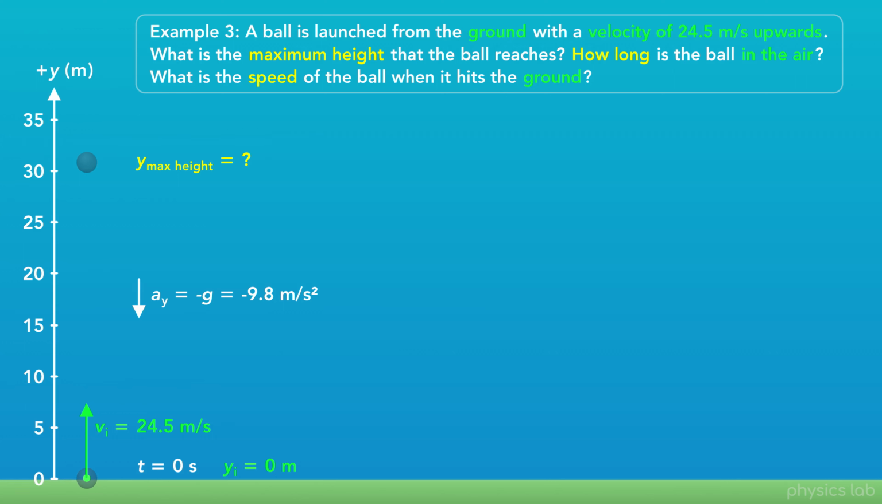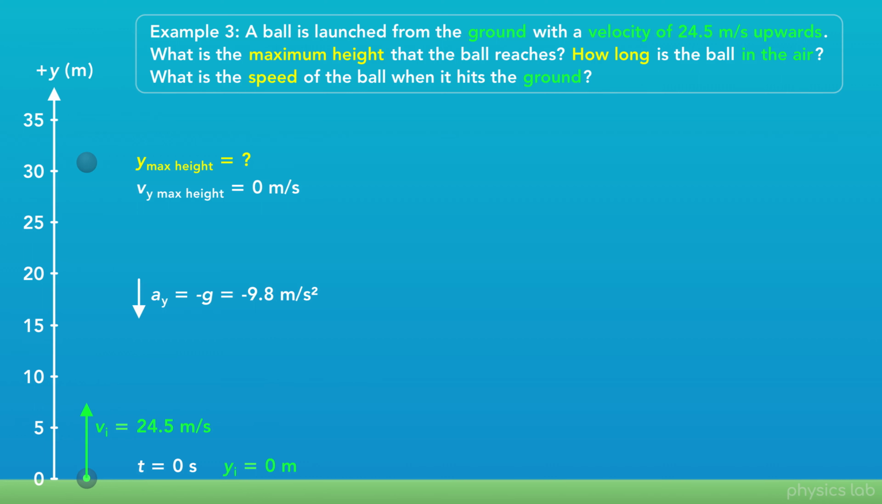So first, how do we find the maximum height of the ball? There is an important thing we need to remember about projectile motion. The vertical velocity, Vy, is 0 when the object is at its maximum height in the trajectory. At this point, the ball is reversing direction, so it's not moving up or down at that moment.